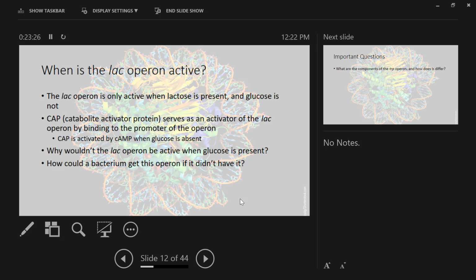And so, the cell's already positioned to metabolize glucose. There's really no need to metabolize lactose, even if it's present. Plus, it's complicated to get it into the cell. It's big and bulky, and actually requires effort to get it into the cell. It doesn't diffuse as easily across the cell membrane as glucose does, and so it's complicated to get it in. Now, how can the bacterium get it if it didn't already have it?